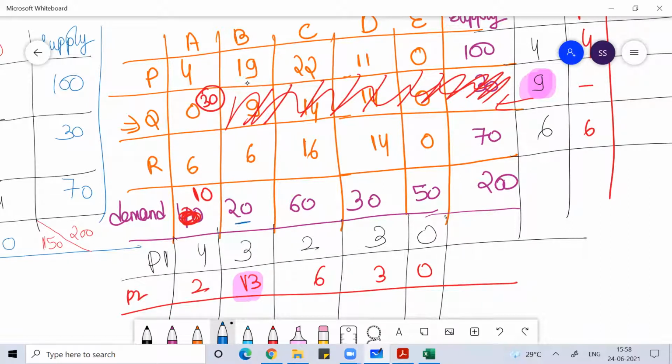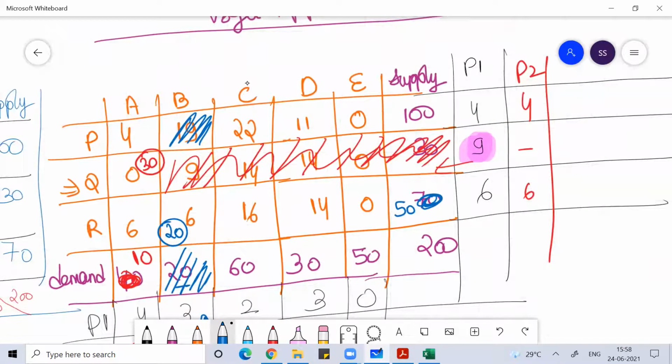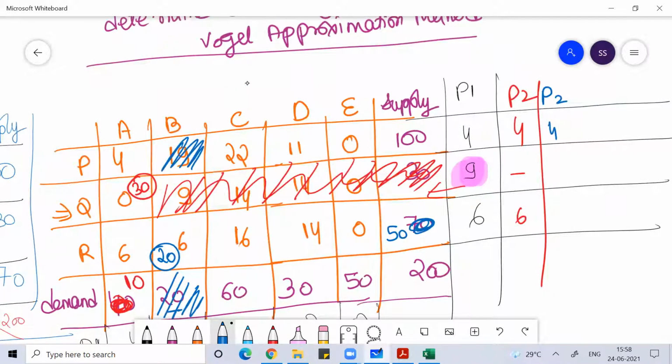The demand is 20. The largest one is the second column, in which the smallest element is 6. So demand is 20, supply 70. I'll put 20 here, and this will become 50. This is 4, then this is dash, then this is 6.